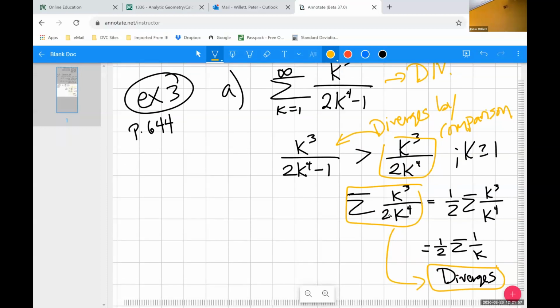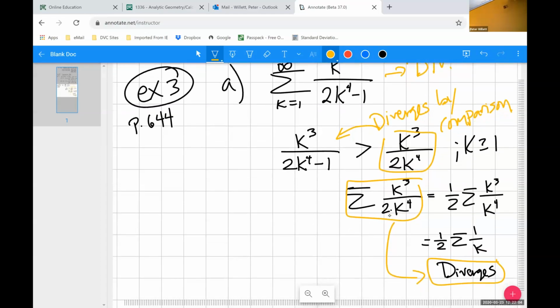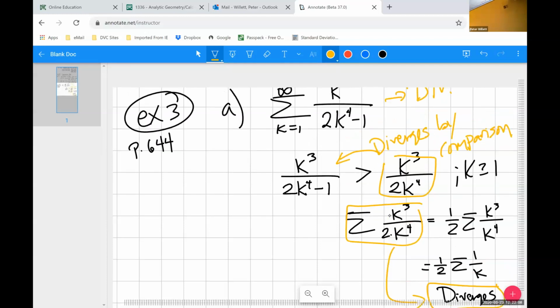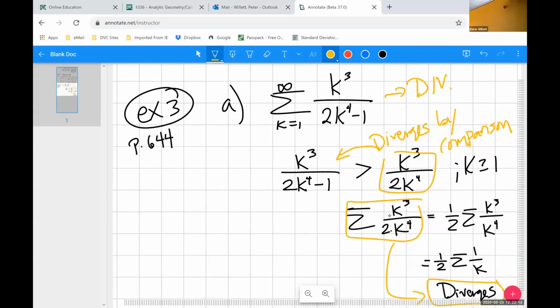But nonetheless, hopefully the comparison test will feel more comfortable and make more sense in how to use it when you've done a bunch of other tests on quite a few problems and you're starting to get a sense of which kind of series converge and which kind diverge. Then it's easier to make a comparison later to one that you did before.